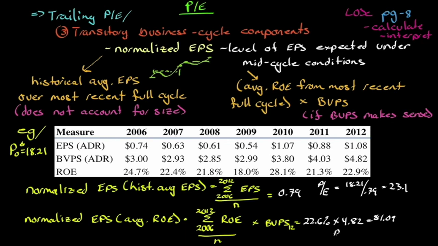So if we calculate a PE using $1.09 as our normalized EPS, we'll get 18.21 over 1.09, which will give us 16.7. 16.7 versus 23.1. The 23.1 is almost 50% higher. So you have to make a call. Which one makes more sense to you? Because this is a growing company, because it has size and the average historical EPS does not account for size, you would discount that one and tend to use this one as the more valid measure of EPS, using the normalized EPS with this approach.